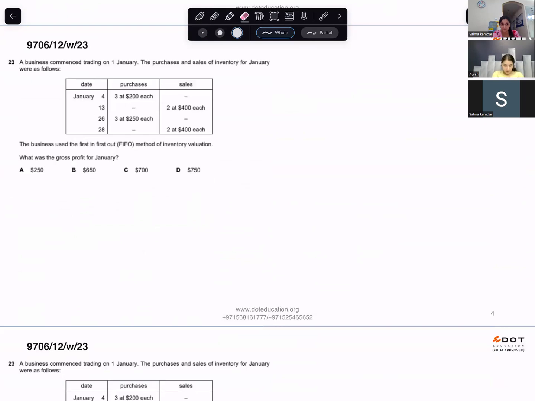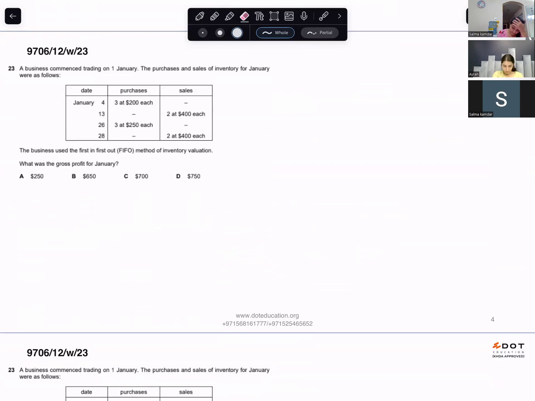A business commenced trading on 1st January. The purchase and sales of inventory for January were as follows. The business used the first in, first out method of inventory valuation. What was the gross profit for January? So what is the meaning of gross profit? Sales minus cost of sales. So it is basically your trading profit. How many units did you purchase in all?